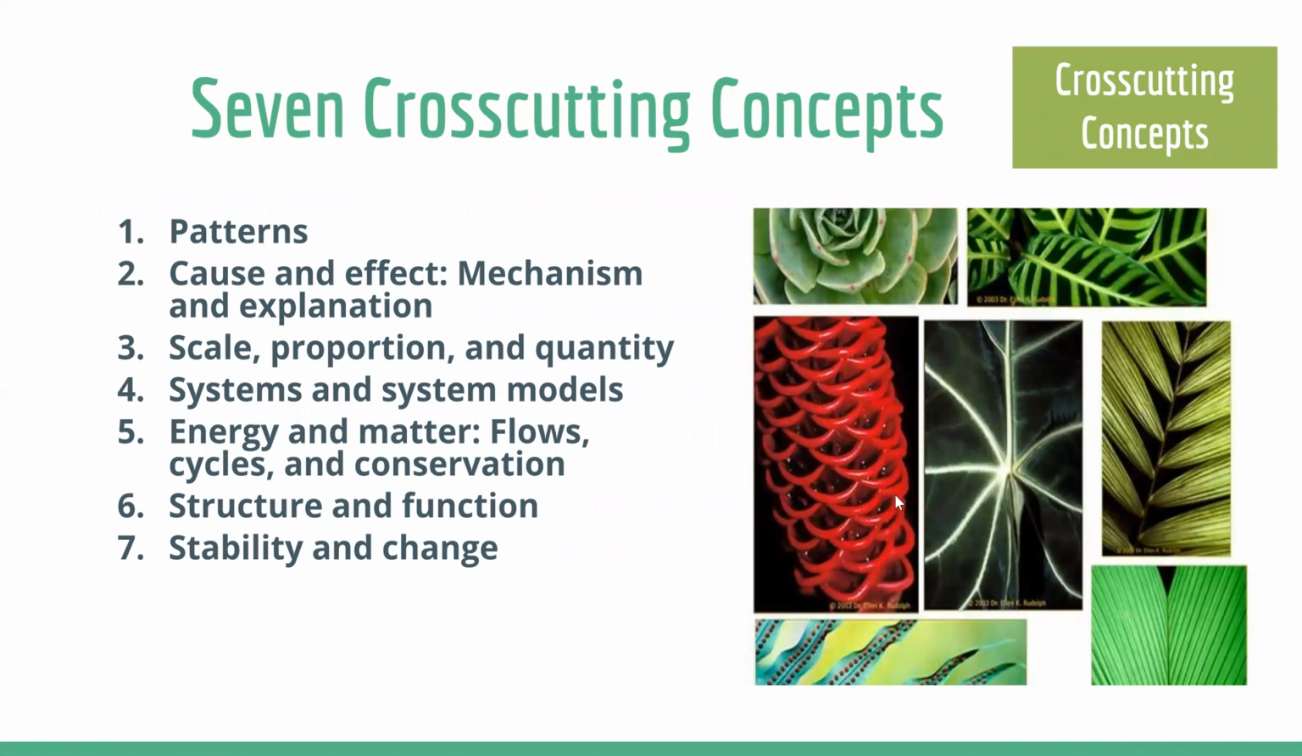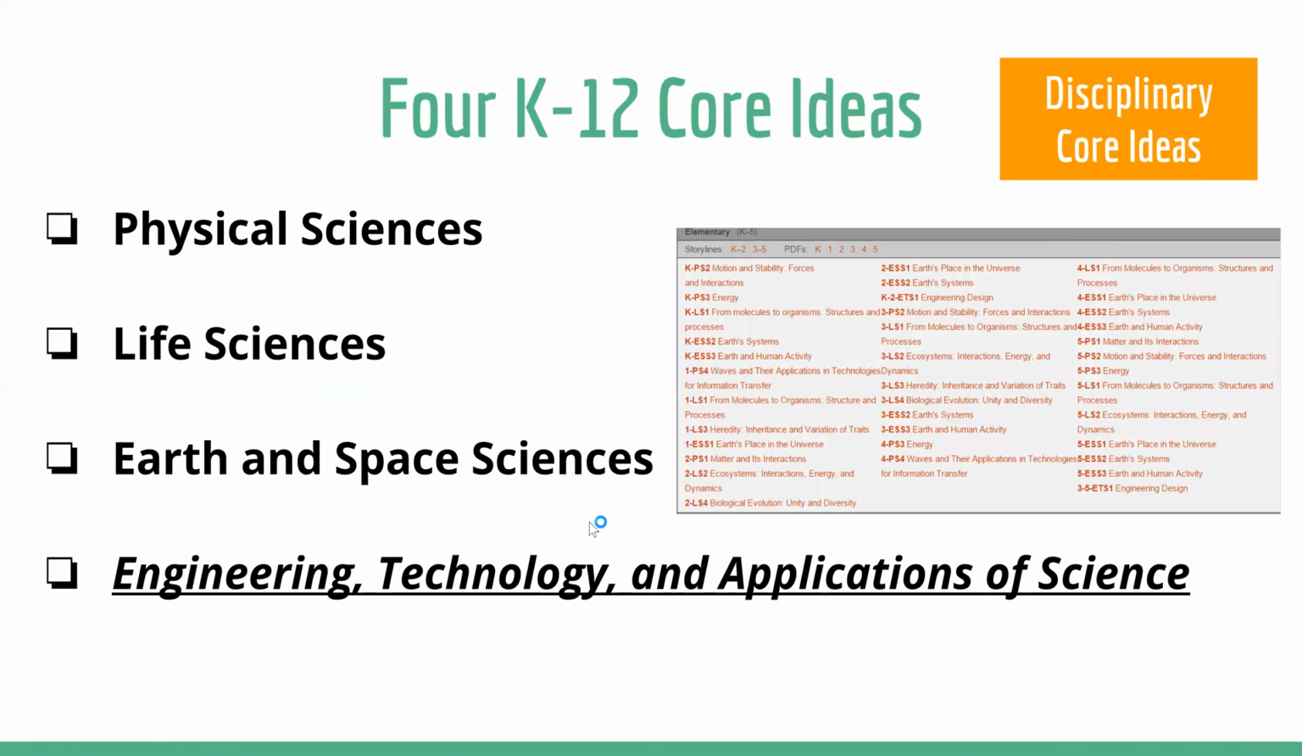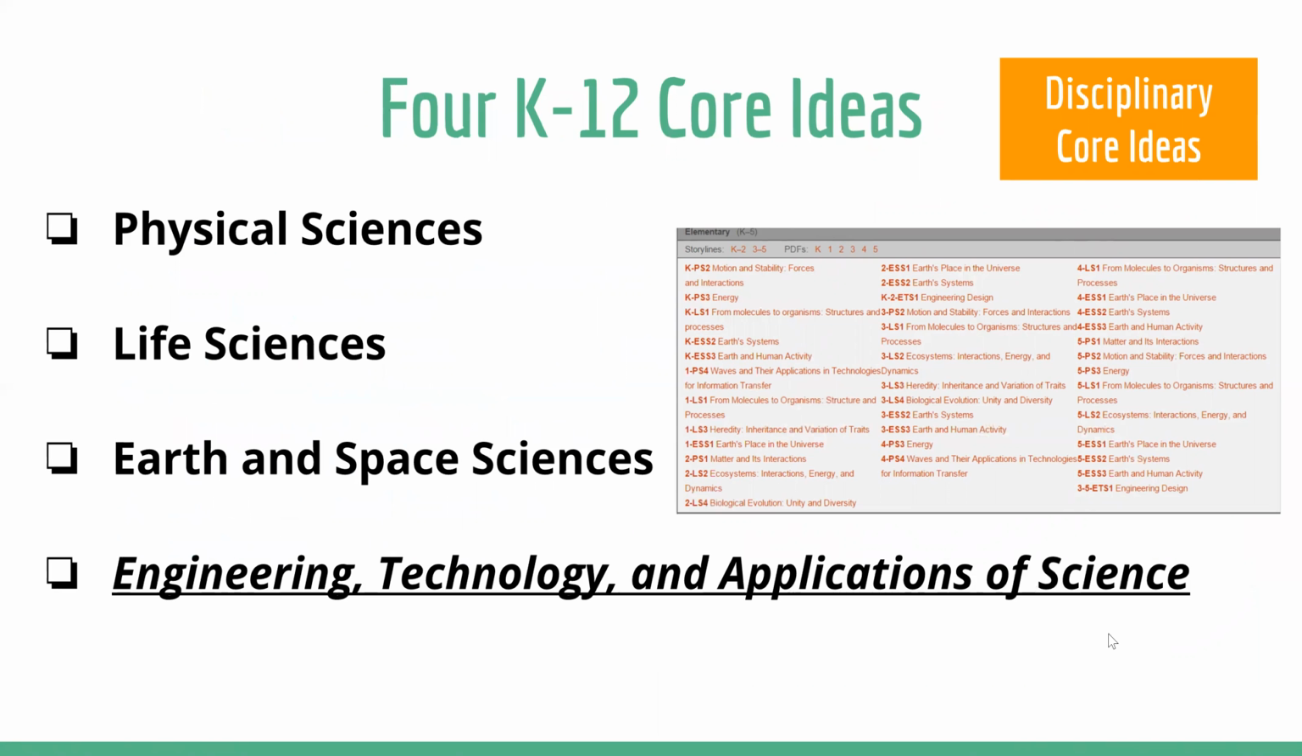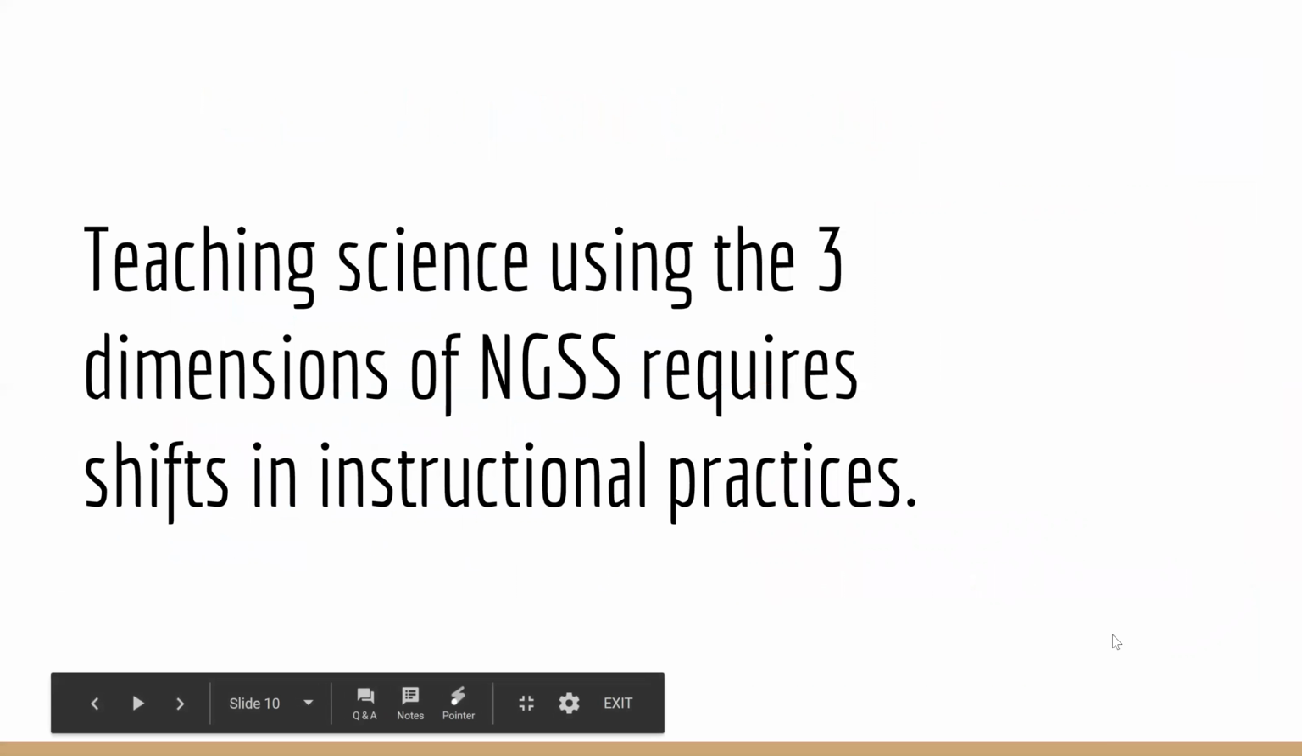Our cross-cutting concepts, we're going to jump over those today, but remember, those are the big overarching themes of science, things that can be interwoven into multiple disciplines. We see patterns in forces of motion. We also see patterns in life science. So we can make connections across the science disciplines, and they're also a way for us to think of the interconnectedness of the science concepts. Then we have our 4 disciplinary core ideas, including the addition of engineering, technology, and the application of science. That's a new component to our science disciplines.